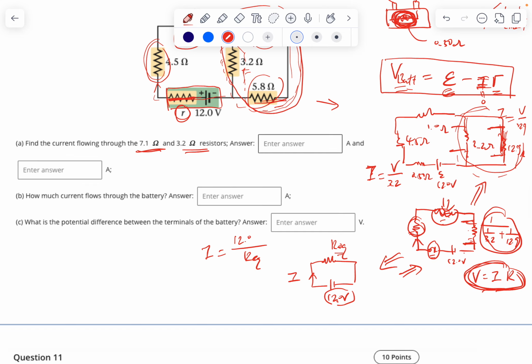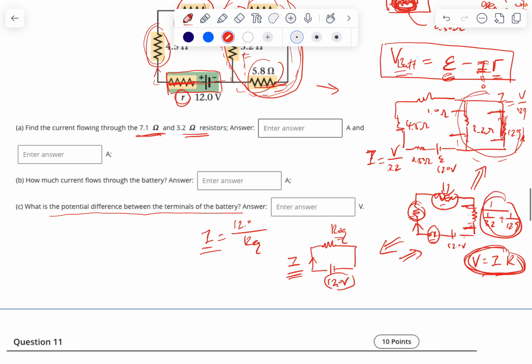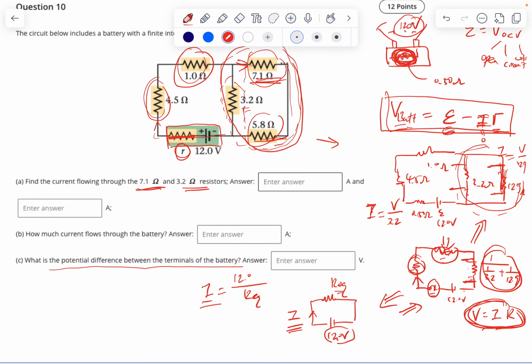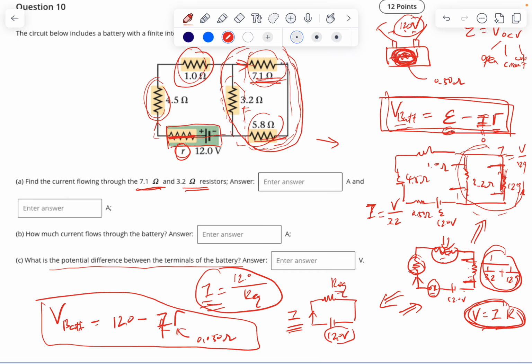How much current flows through the battery? Okay, so the battery current is here. This is the current, the main current. What is the potential difference between the terminals of the battery? Okay, so this is what we talked about before, right? So the battery potential difference equals EMF, which is 12.0, minus internal resistance times the current. You see, this is the current you get here, and the internal resistance is 0.050 ohm. Okay, so that is your reading, the voltage from the terminals of a battery.